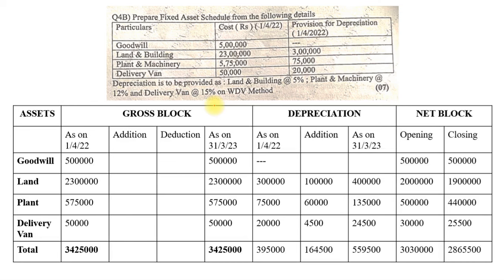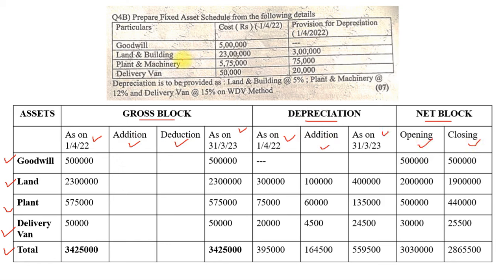First thing, you need to make a table having 10 columns. This is the entire working, but I'll just tell you first. Make 10 columns. First will be asset. Under asset, we'll note down goodwill, land, plant, delivery, and the total. Then we have three main headings: gross block, depreciation, and net block. Under gross block, the headings are opening balance, addition, deduction, closing. In depreciation, we have opening, addition, closing, and in net block we have opening and closing.